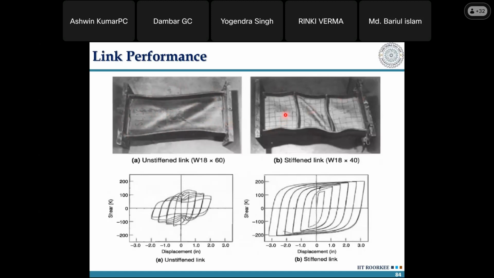So you have a stiffened link. What is the benefit of this? If you stiffen a plate which is undergoing shear with different stiffeners, it divides it into different panels. Now the compression length is less. It buckles.